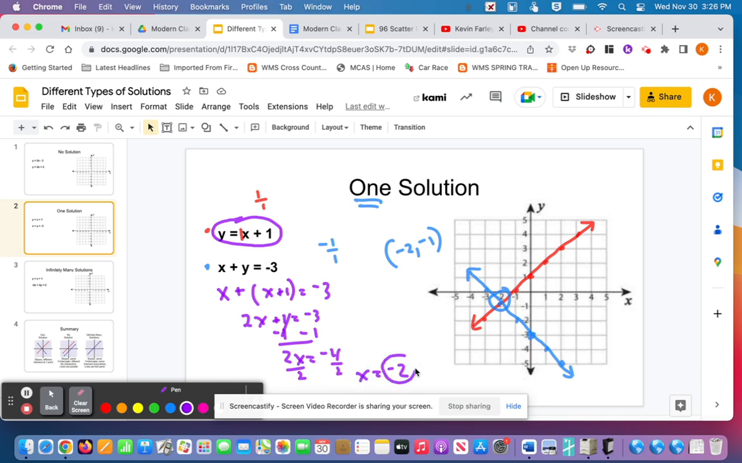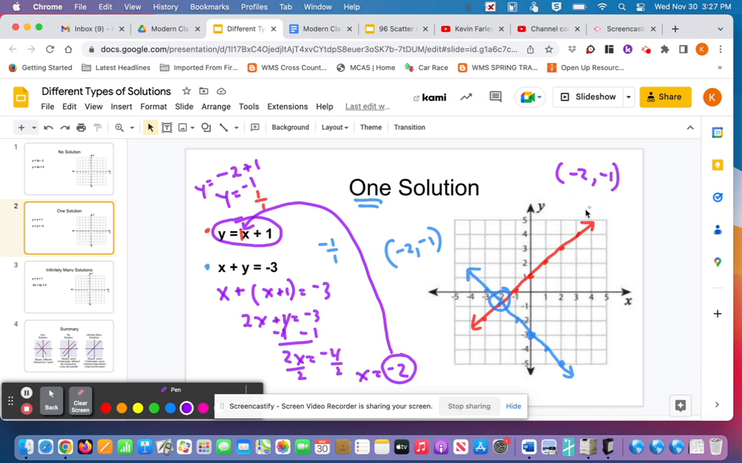Once I know x is -2, I can come back up here and plug it into the equation. If x is -2, I get -2 plus 1 is equal to y. And if I do that math, -2 plus 1 is -1. So my x coordinate is -2. My y coordinate is -1.